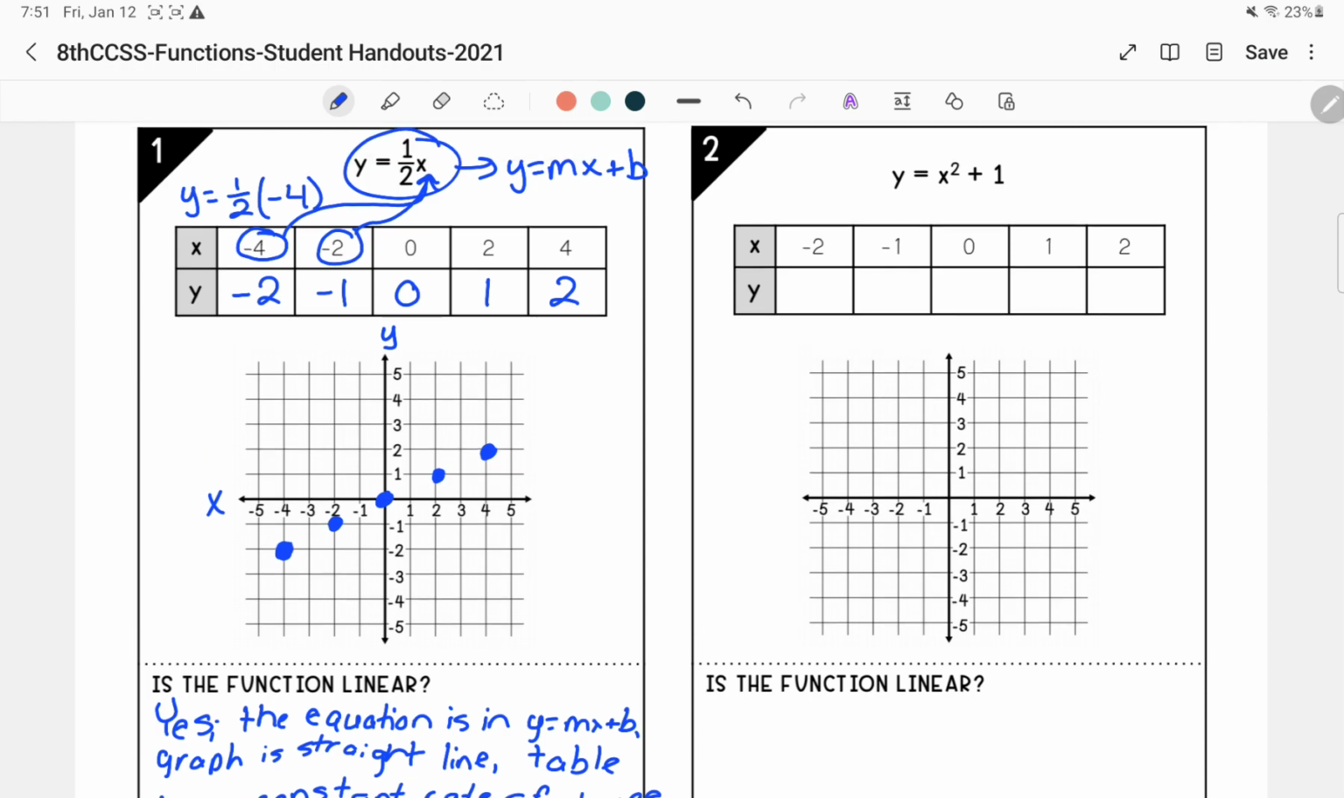Alright, now looking at number 2, let's do the same thing. So I have this equation. First of all, what do we notice that's different about this one than any of the other equations we've used to graph lines before? This little squared up here. So we have x squared, so that's making me think this might be a little bit different. So again, I'm going to plug in each one of my x's in for x here.